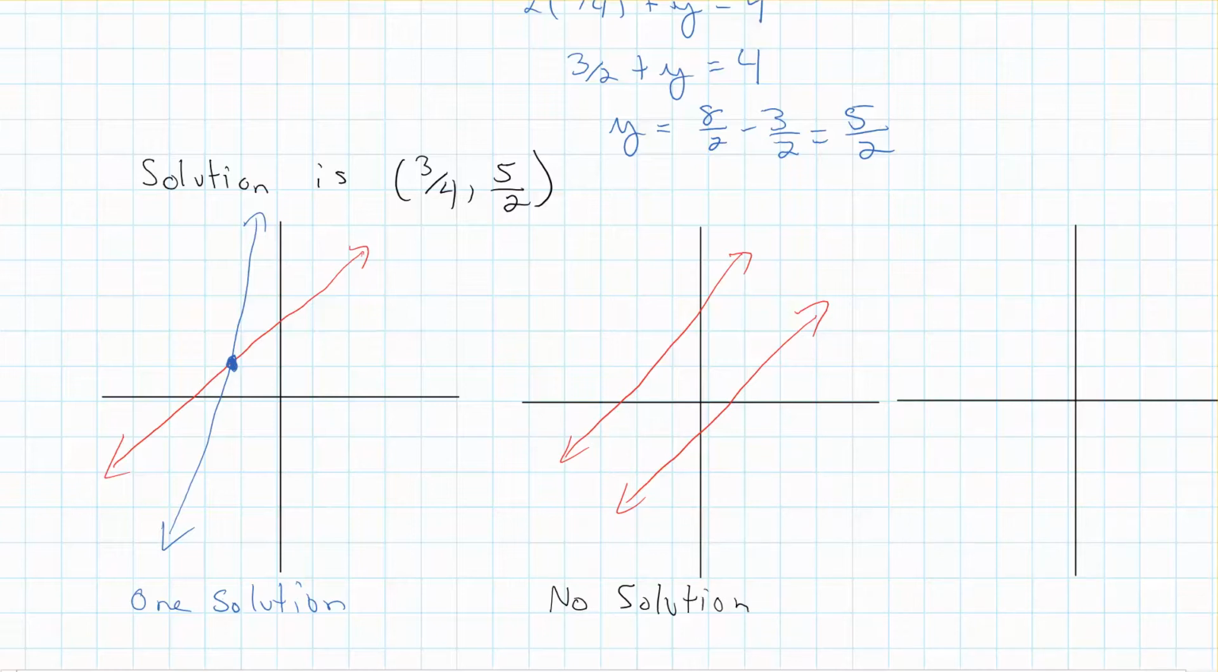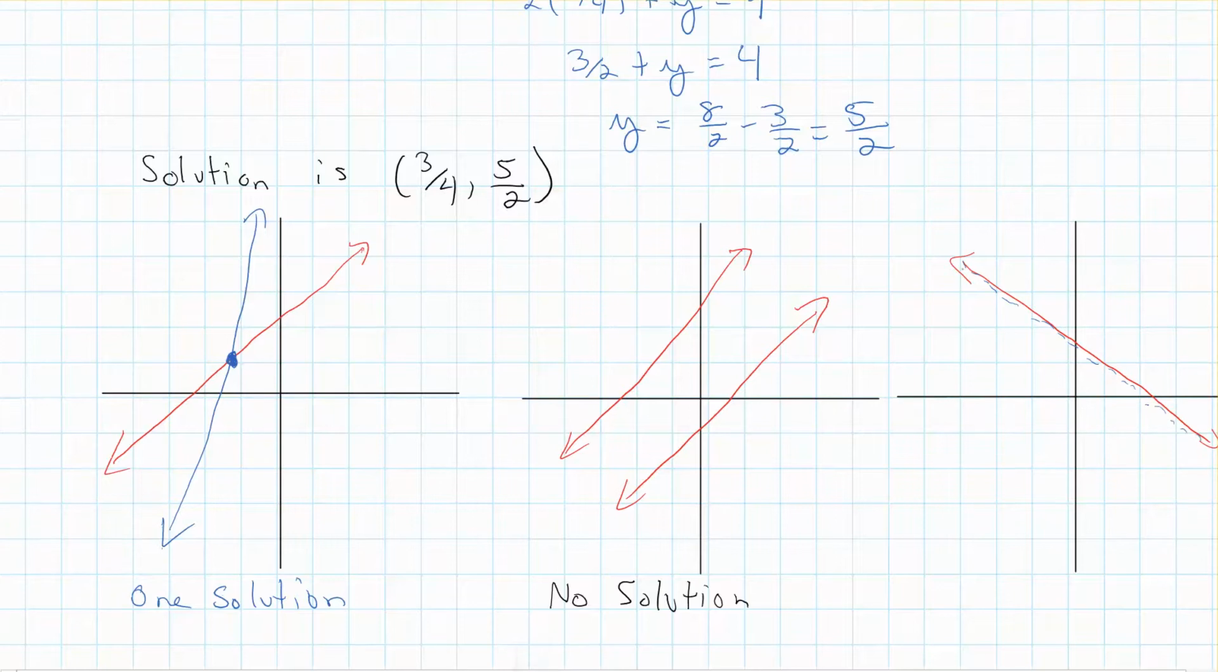And then the last case, which is one that's not as obvious, is if it's the same line. So if I draw a line here, that's my first equation. And then my second equation might look different, but if you were to simplify it all out or do something else, it turns out to be the exact same equation. So they're literally lying on top of each other. They don't intersect at one point, they intersect at all their points because they're the same line. So this would be infinite solutions.